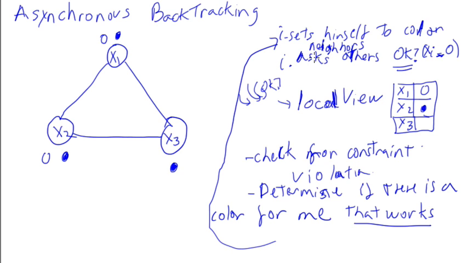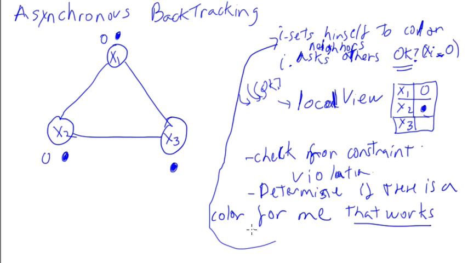We repeat the whole thing. I set myself to another color, and then I tell my neighbors, is this okay? Everybody gets those views, and that's part of the local view. Everybody checks to determine if there's a constraint violation. If there is, and I can find a color, then I change my color.